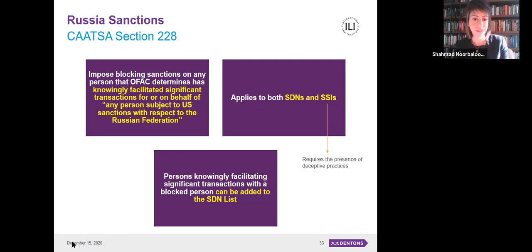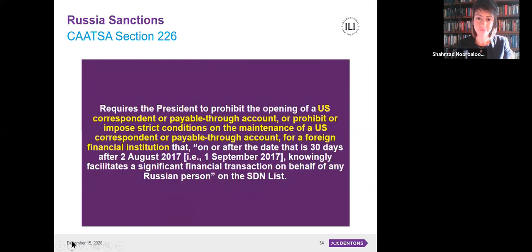Next slide, please. In addition, CATSA Section 226 also applies pretty broadly, but to financial institutions. Section 226 requires the president to prohibit the opening of a U.S. correspondent or payable through account, or prohibit or impose strict conditions on the maintenance of a U.S. correspondent or payable through account for a foreign financial institution that knowingly facilitates a significant financial transaction on behalf of any Russian person on the SDN list after September 1, 2017.